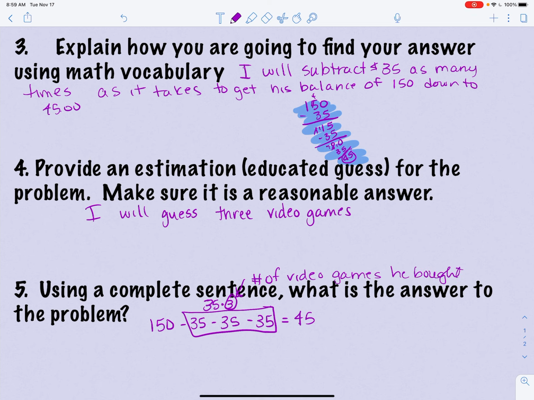So since we did not know how many video games he bought, we're going to call that X. So this right here should be replaced with an X for our unknown variable. So X equals the number of video games bought.